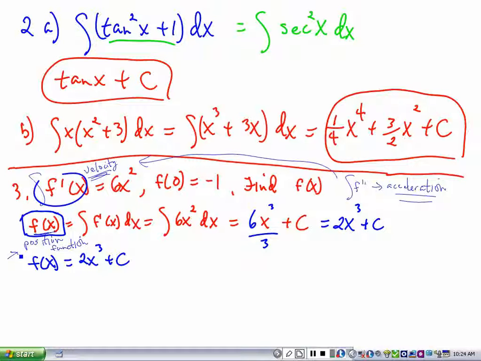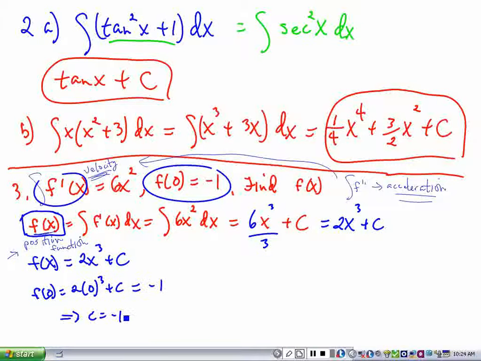But now you take this guy, and they give us the initial condition that f of 0 is equal to 2 times 0 to the third plus c. That's supposed to equal -1. This implies that c is equal to -1. So the answer, f of x, is equal to 2x to the third minus 1.